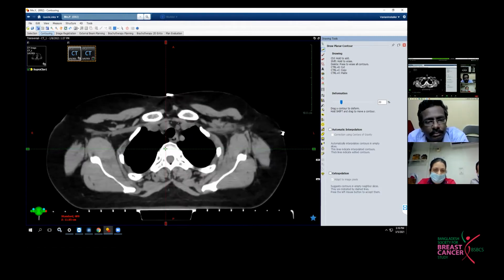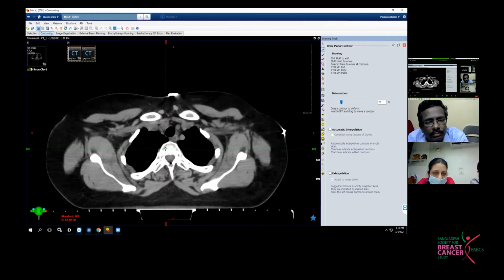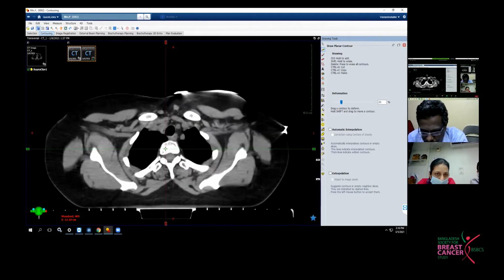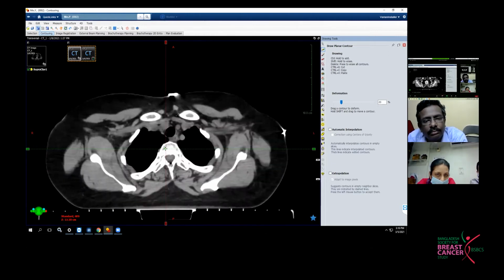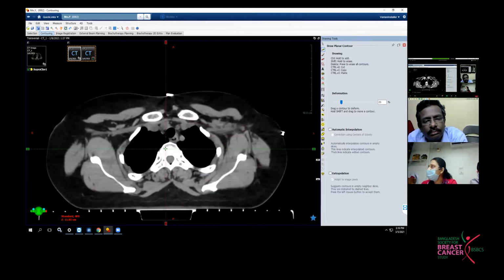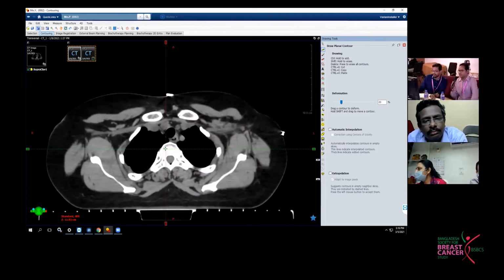Yeah, this is the carotid artery, and this is the clavicle. Madam, is it possible for you to take over by TeamViewer at this step?